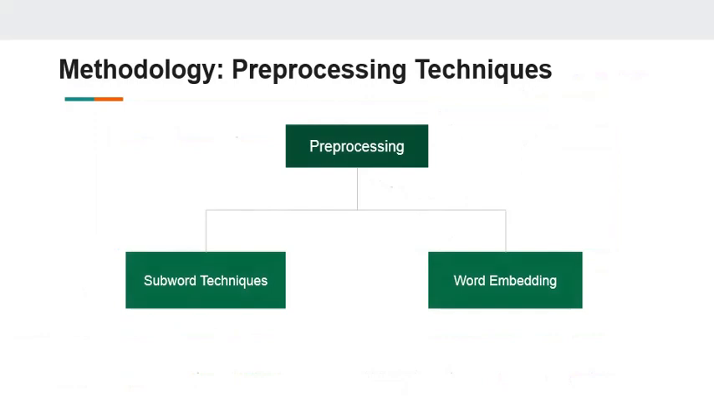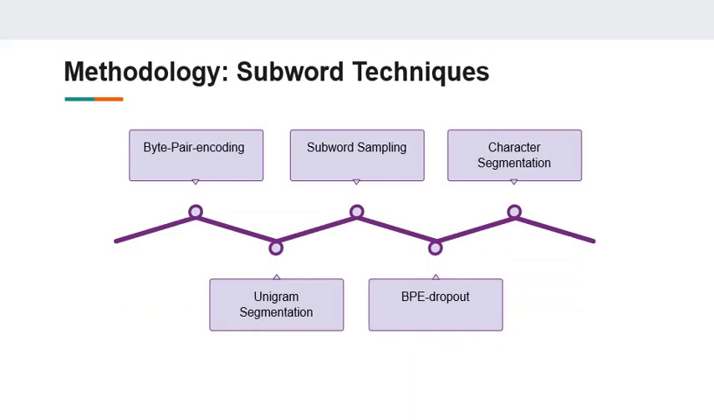The second stage was to improve the benchmark NMT model using pre-processing techniques, specifically subword techniques and word embedding, to find the best pre-processing techniques for English to Sahara NMT. Subword techniques can be used to improve the translation quality of morphologically rich and under-resourced languages by overcoming the out-of-vocabulary and rare word problems. We explored these 5 techniques in our research.